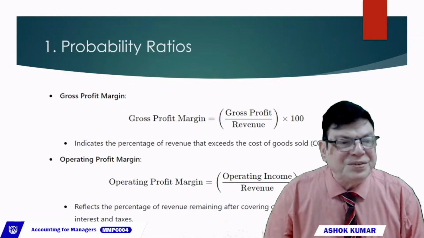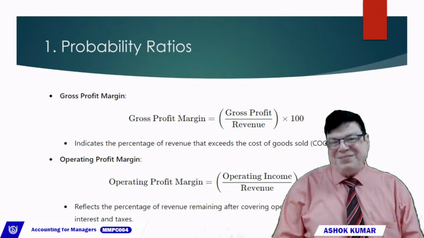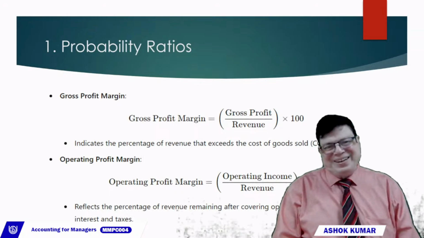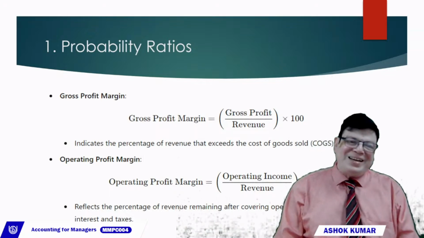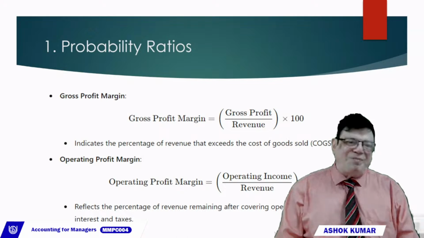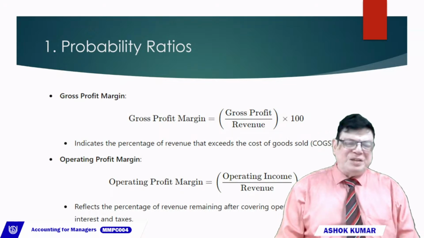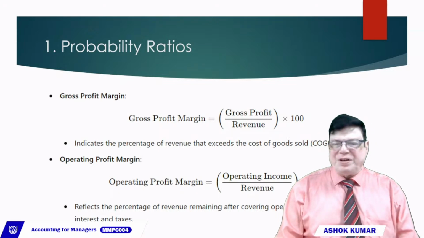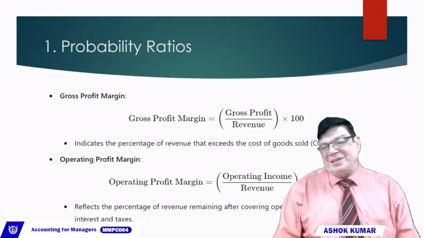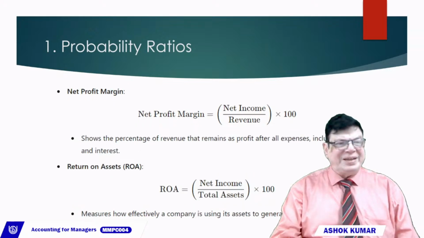Now, gross profit margin, you see, is equal to gross profit divided by revenue into 100. It indicates the percentage of revenue that exceeds the cost of goods sold. Next is operating profit margin. Operating profit margin is equal to operating income divided by revenue multiplied by 100. It reflects the percentage of revenue remaining after covering operating expenses, excluding interest and taxes.